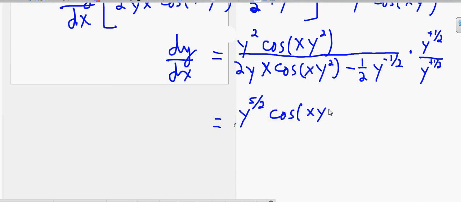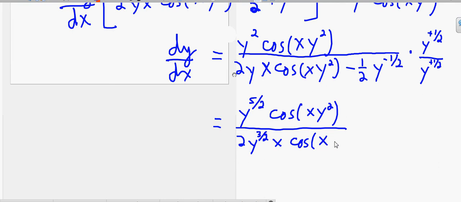Cosine xy squared over, and on the bottom we've got to multiply y to the 1/2 times the first large product. So we have y in here times y to the 1/2. That's going to become y to the 3/2 x cosine xy squared, and then y to the 1/2 times this is going to become just 1/2.